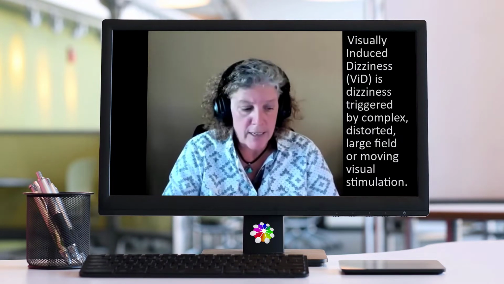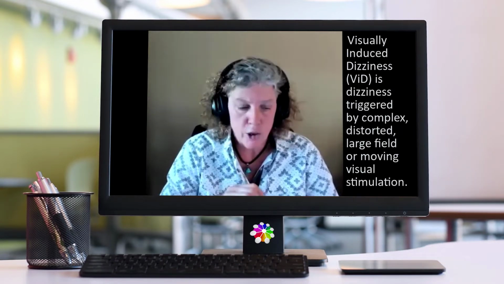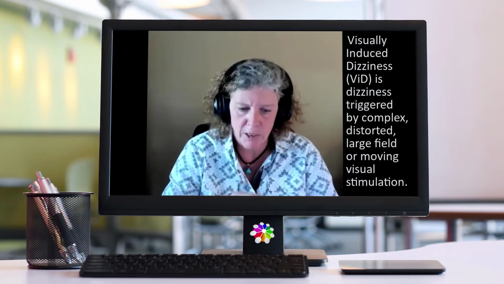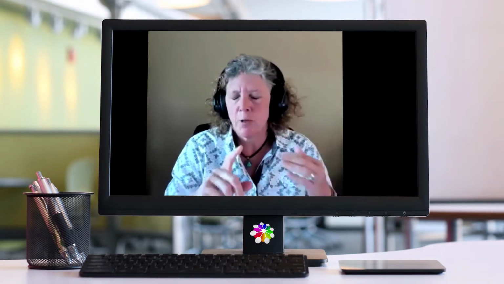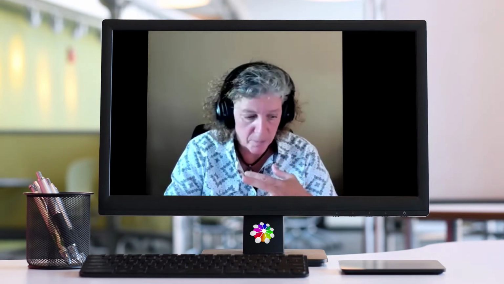So I thought what I would do is I'm just going to read the definition as related to 3PD as she originally defined visually induced dizziness, or VID. It's dizziness triggered by complex, distorted, large field, or moving visual stimulation. Again, it's commonly associated with 3PD, commonly associated with those folks who have persisting symptoms of dizziness following concussion.